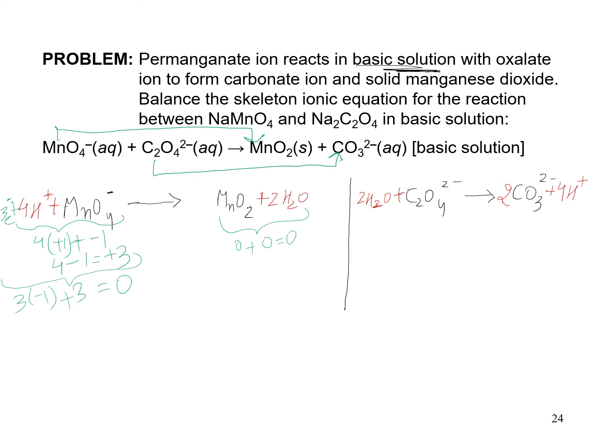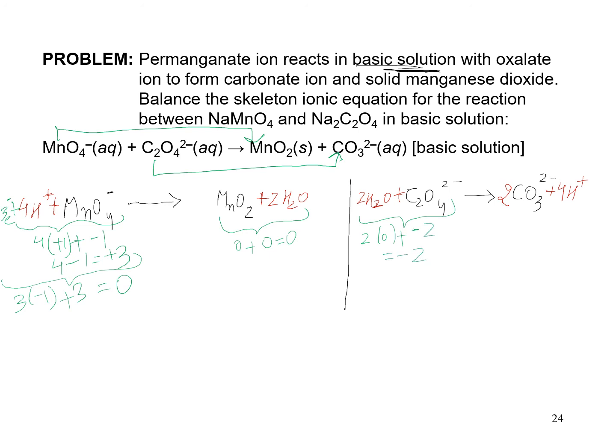Perfect. Next, I move on to this reaction, balance my charge. What's the total charge on this side? 2 water, so 2 times 0, water is neutral. 1 oxalate ion, which is 1 times -2. So that gives you a total charge of -2.